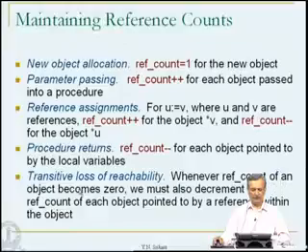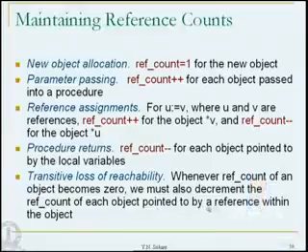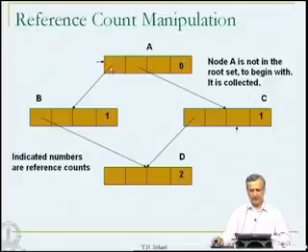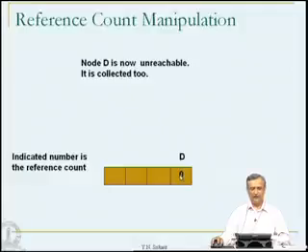Whenever the reference count of an object becomes 0, we must also decrement the reference count of each object pointed to by a reference within the object. So, this is what it is. These two fields are pointing to this node and this node, the reference count of A has become 0. So, we are going to reduce the reference count of this by 1. So, this becomes a 0, this also becomes a 0, and finally, this is pointing to this, both of them decrement this reference count by 1. So, this also becomes a 0, that is what I showed just now. Finally, D is also collected.